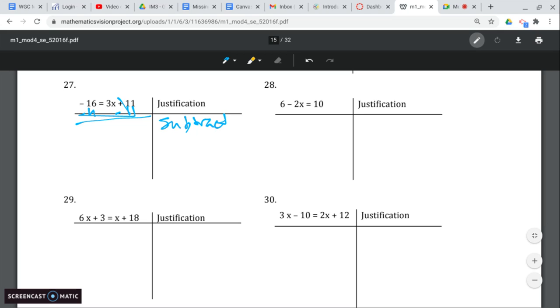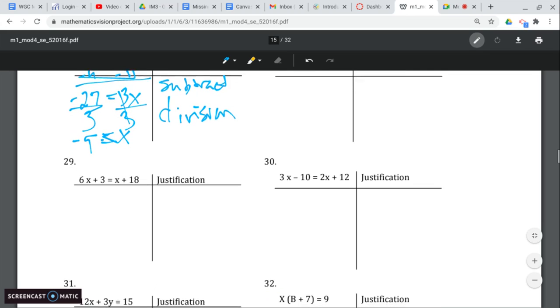So negative 16 minus 11 is negative 27 equals 3x. Now how do we get the x by itself? Well, the 3 and x are being multiplied, so to undo multiplication, we divide. So we end up with x equals negative 27 divided by 3 is negative 9. So x equals negative 9, and we also use the division property here.